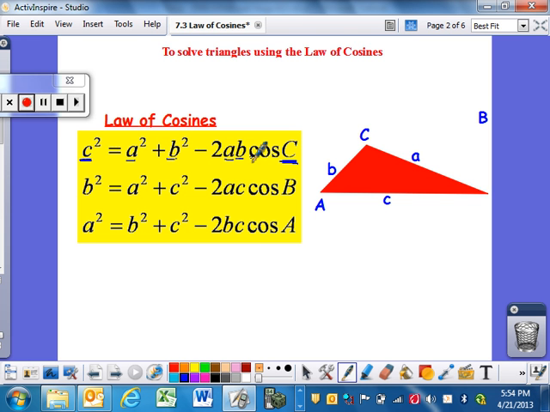And then notice if I look for B, what switches? Now you have angle B. If I'm looking for A, you have angle A, and it's that process throughout the whole thing. What I'd really like you guys to do is write this down on your blue sheet.